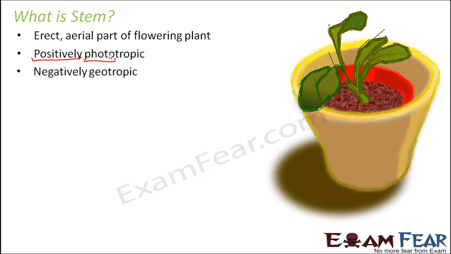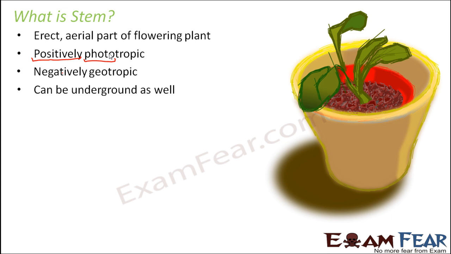However, stem is negatively geotropic. Geotropic is, geo means earth. So something which grows towards the center of the earth, that is known as geotropic. Now here the stem grows upwards, so it is negatively geotropic. But if I talk about a root, it grows towards the soil. So roots are positively geotropic.